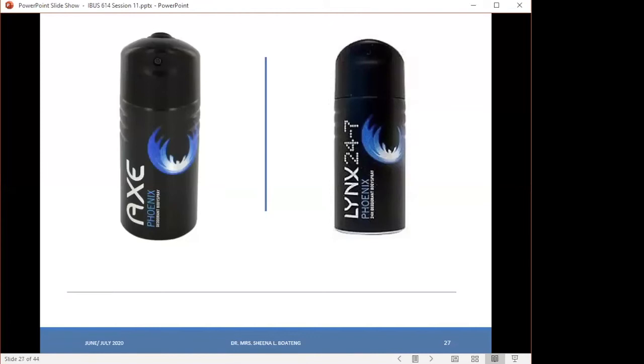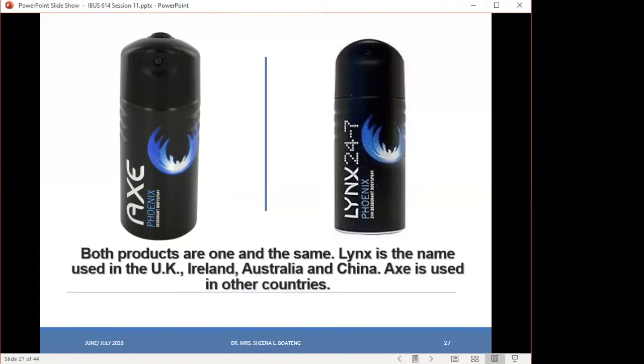Another example is these two products. One is called Axe and the other one is called Lynx, but they are both one and the same product, the same formulation, the same smell. The only difference is that one is sold in a different market and the other is sold in another market. So when you go to the UK and Ireland and Australia and China, you will expect to see Lynx. You will never see Axe there. But when you go to other countries, apart from these ones that I've mentioned, you will see Axe.